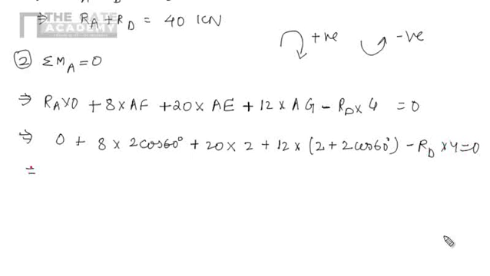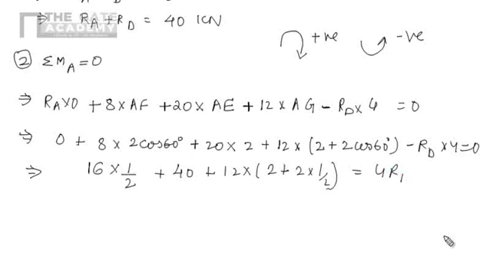So now we can further write this: 8 into 2, that is 16 cos 60, which is nothing but 1 by 2, plus 20 into 2, that is 40, plus 12 into 2 plus 2 into 1 by 2, equals 4 RD.